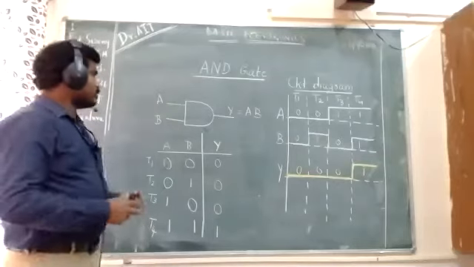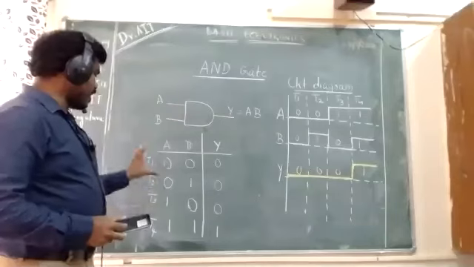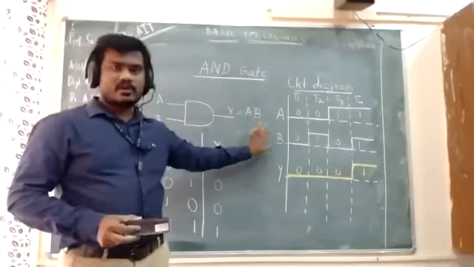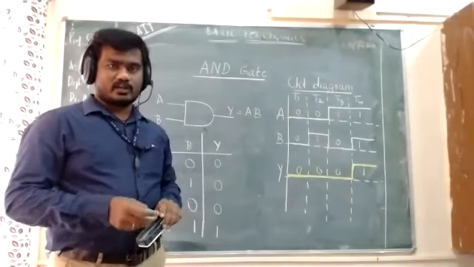So this is regarding the AND gate representation. This is the symbol, here we have the truth table, and this is the timing diagram, and we also discussed the circuit diagram for the AND gate.